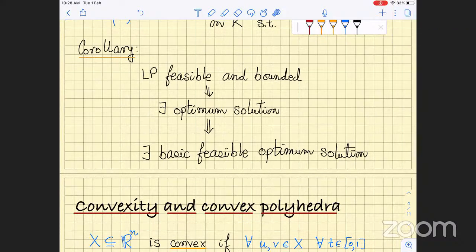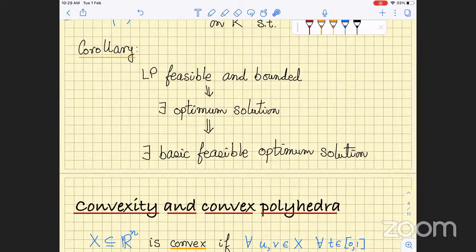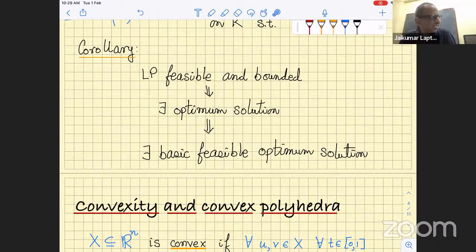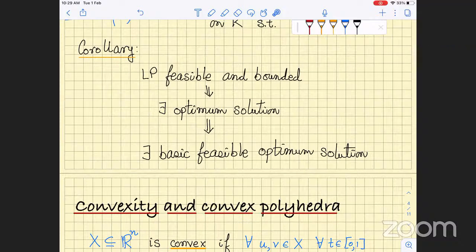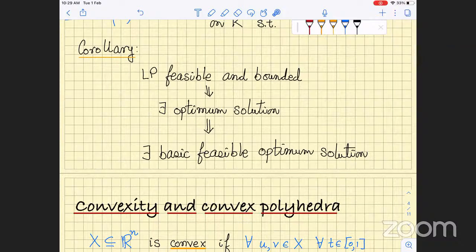Okay. So let M be the maximum objective value of any of these basic points. And add another constraint that inner product C, X is strictly greater than M. If this is feasible, then it means the LP is unbounded. Yes, and if this is feasible.